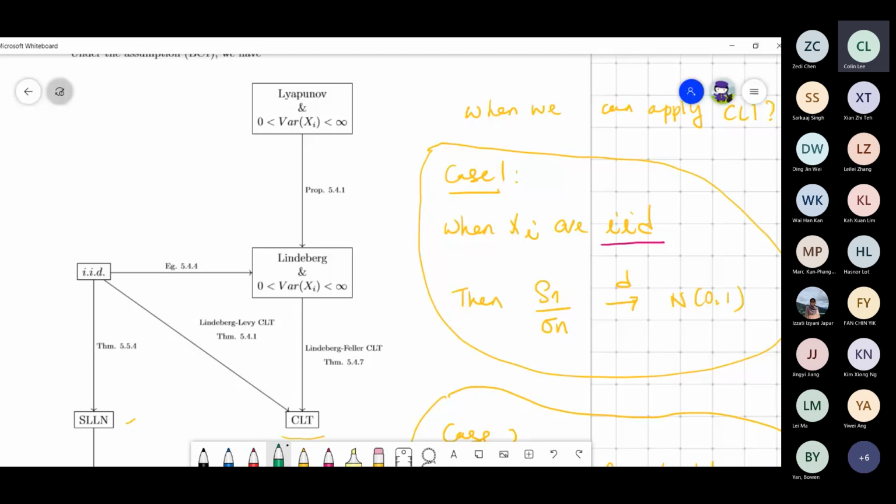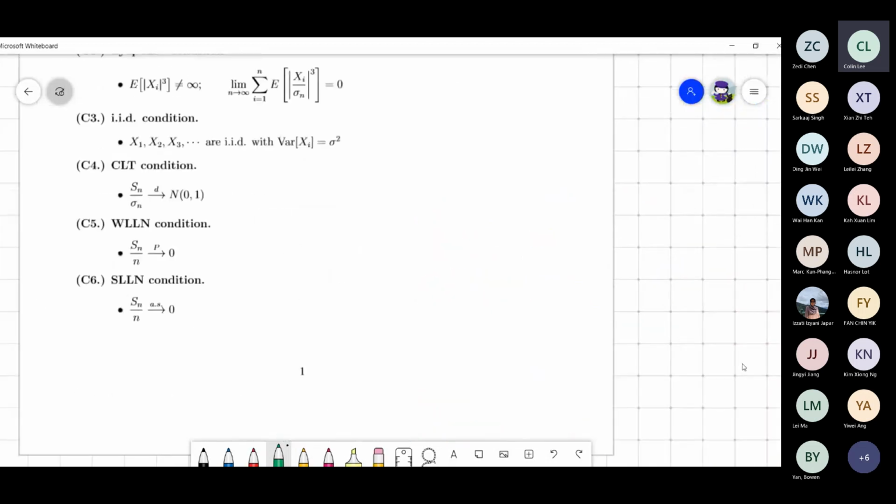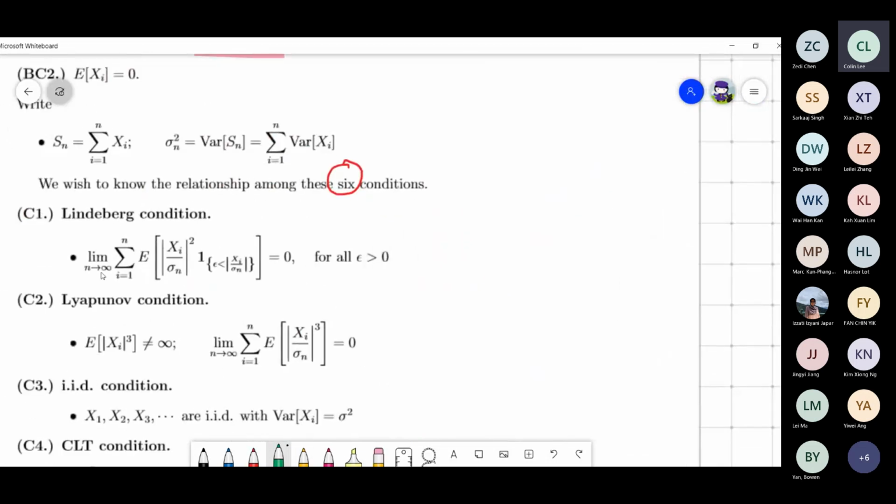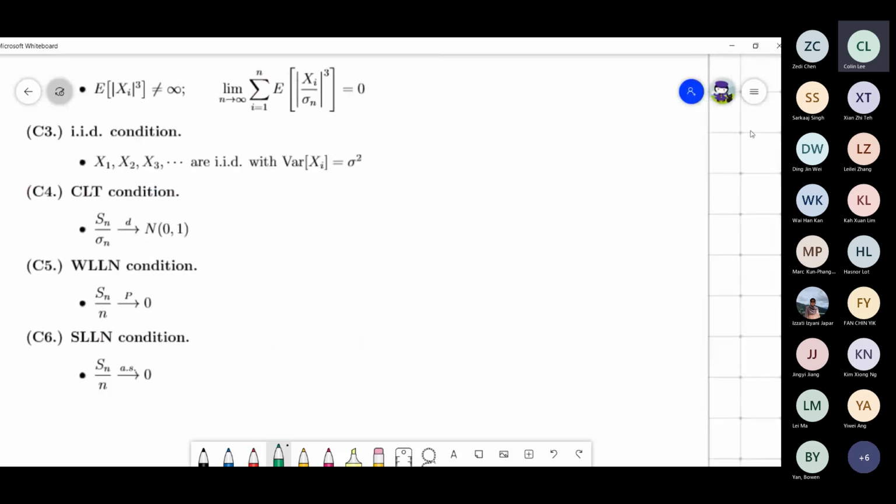Unfortunately, this Lindeberg condition is a little bit complicated. If you go back to here, how does this look? This is the one. We have to consider a limit, a summation, and an indicator function. So it looks a little bit complicated. We may replace this with something slightly simpler, that is the Lyapunov condition. The third moment is not infinity, and the limit for this is 0.